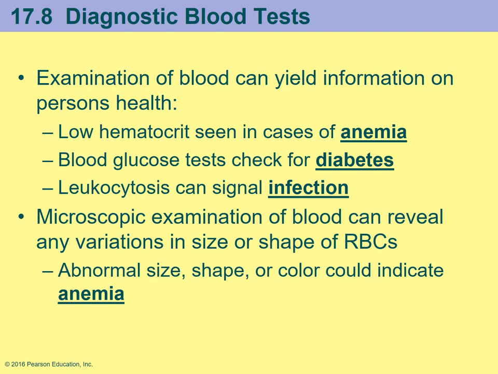So there are lots of different types of blood tests where you can get an idea of what a person's health is. Low hematocrit is going to be seen with anemia. You can do blood glucose checks for diabetes. You can look at the leukocytes to determine if there's an infection. And if you do a differential count, you can determine if it is viral, bacterial, parasitic worm versus allergies. You can do a microscopic examination and look at the size and shape of the red blood cells, see if there are abnormalities in size, shape, color.